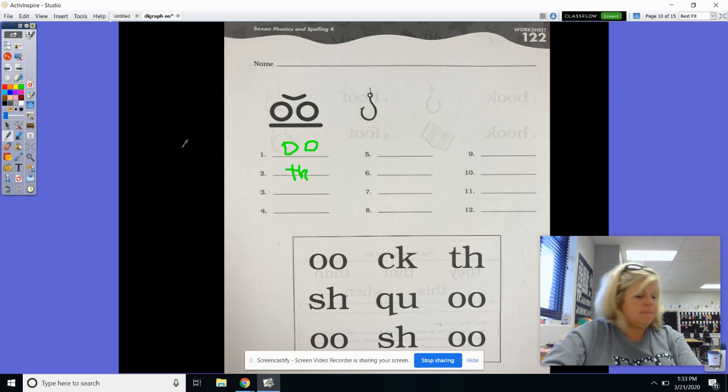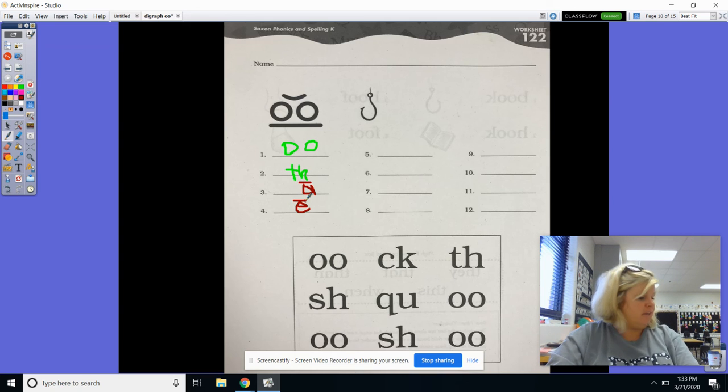Okay, number 3, A. That's a long A sound. So what are you going to have to put over that A? You're going to have to put a macron. Number 4, E. That's a long E. Put a macron on top of it also.